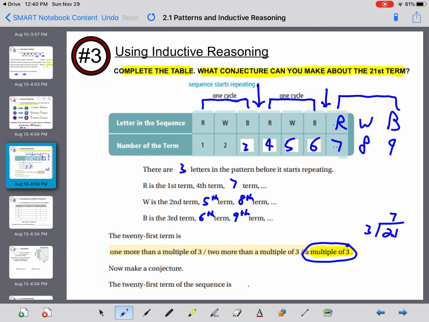Now let's make a conjecture. The 21st term of the sequence is, what letter would it be? Well, if we take a look, which terms, 1, 4, and 7, are not multiples of 3? 2, 5, and 8 are not multiples of 3. But 3, 6, and 9 are multiples of 3. Therefore, this must be the letter B.